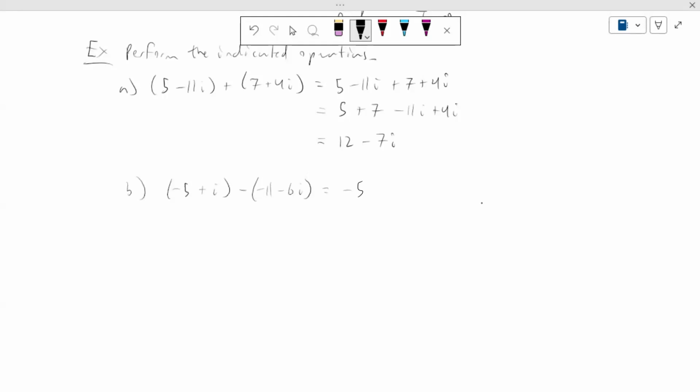So we have negative 5 plus i plus 11 plus 6i. Okay. So now having that, we can switch things around. So it's negative 5 plus 11 plus i plus 6i. Negative 5 plus 11, that's just 11 minus 5, which is 6. i plus 6i just means you have 7 copies of i now. So we get 6 plus 7i. Okay. That wasn't so bad, right? Addition and subtraction are pretty easy with complex numbers.